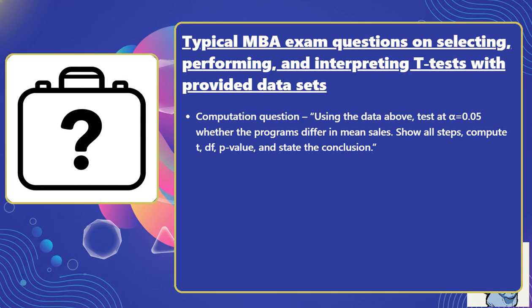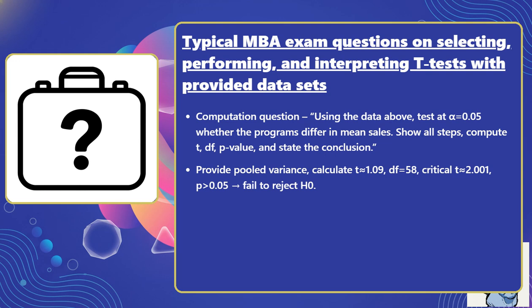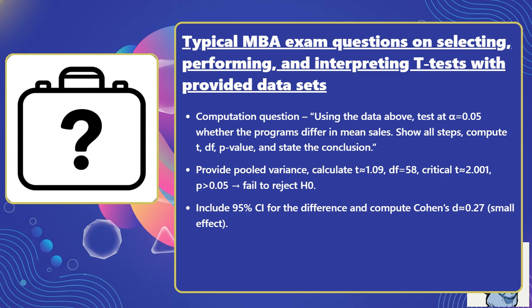Computation question: using the data above, test at alpha equals 0.05 whether the programs differ in mean sales. Show all steps, compute t, degrees of freedom, p-value, and state the conclusion. Provide pooled variance, calculate t approximately 1.09, degrees of freedom 58, critical t approximately 2.001, p greater than 0.05, fail to reject H0. Include a 95% confidence interval for the difference and compute Cohen's d approximately 0.27, small effect.